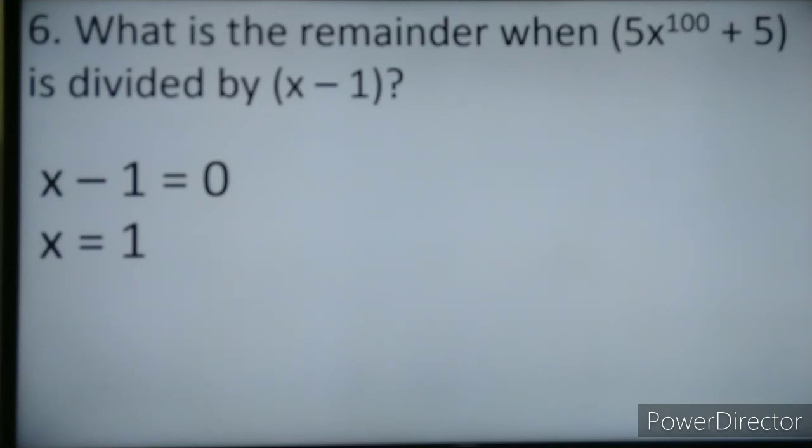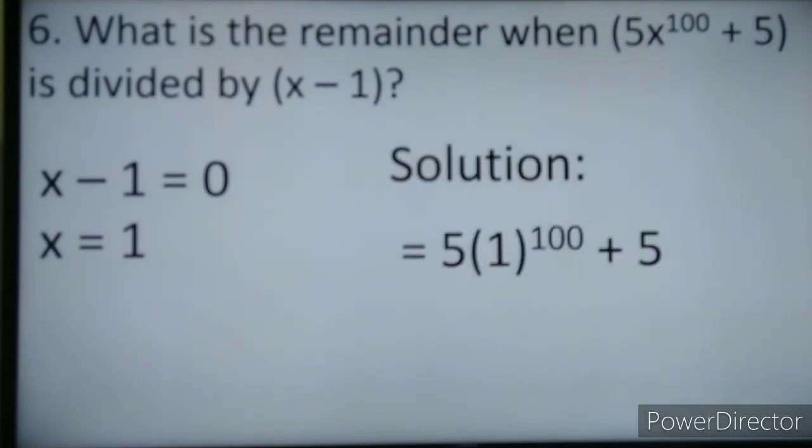Or simply, we called it as transposition. Transpose negative 1, the value of x will be positive 1. Once you get 1, substitute it to the dividend to find the remainder. So the result now is equals to 10. So the answer is equals to 10. Question number 7.